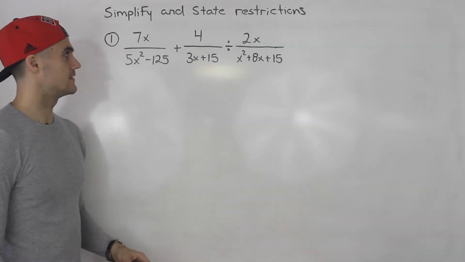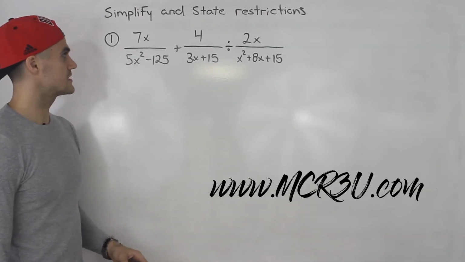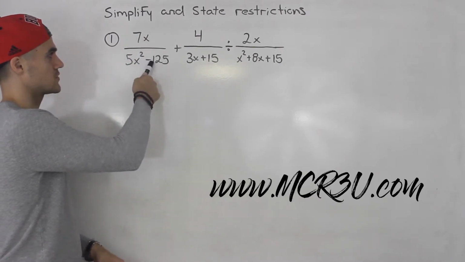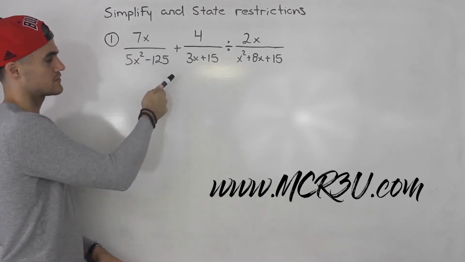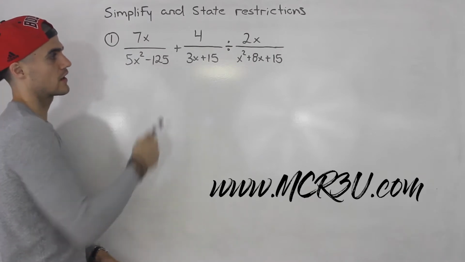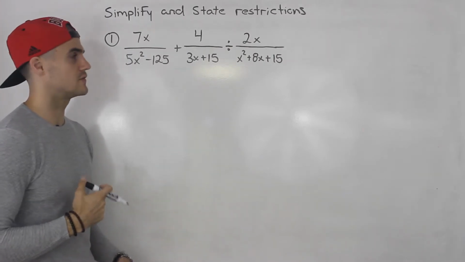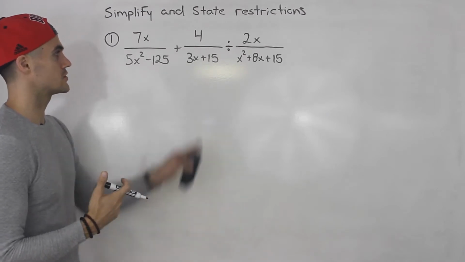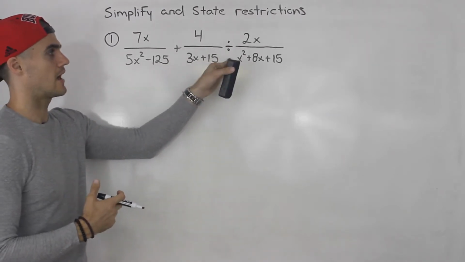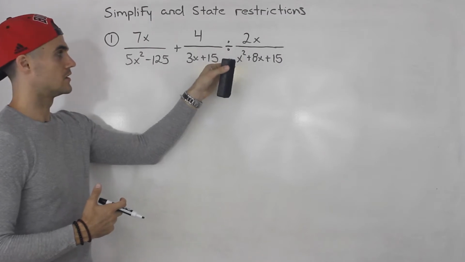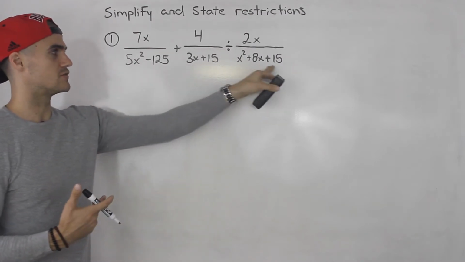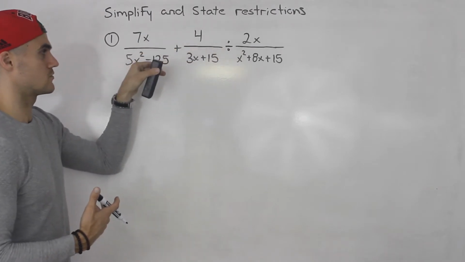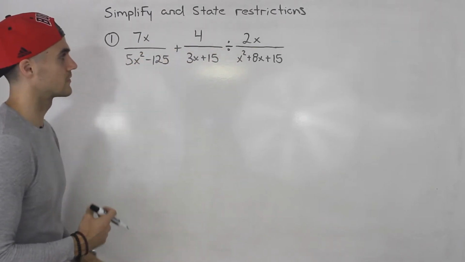Welcome back, guys. In this question, we have to simplify and state restrictions. So I got 7x over 5x squared minus 125 plus 4 over 3x plus 15 divided by 2x over x squared plus 8x plus 15. Notice here we're dealing with a mix of operations. We got addition, but then we have division here. So using BEDMAS, we're going to have to do the division first, and then whatever we get there, we would add to this rational expression.